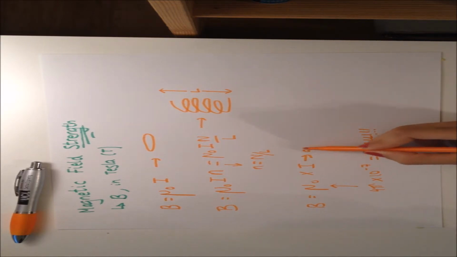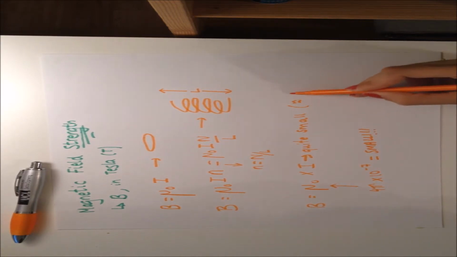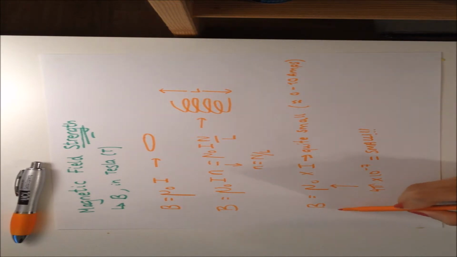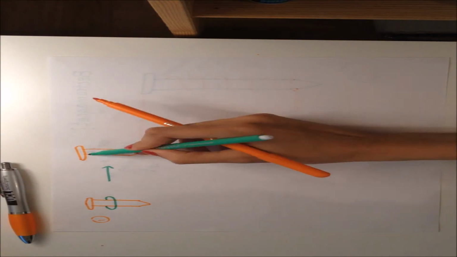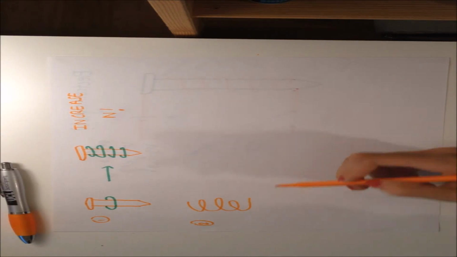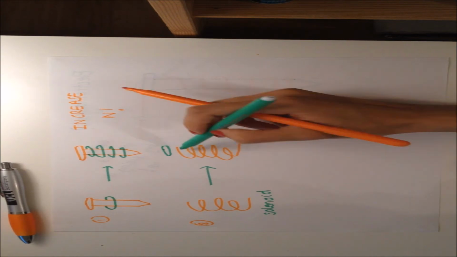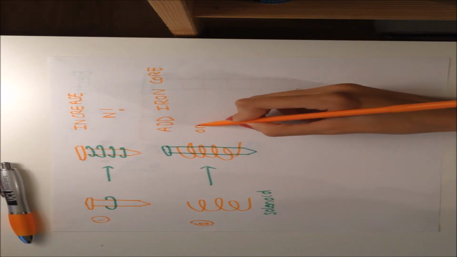The permeability of free space is a constant with value 4 pi times 10 to the minus 7 newtons per amp squared. That is so small, right? So how do we even get a reasonable value for B when we're multiplying by a current which reaches values normally of not higher than 10 amps? By increasing the number of turns then.